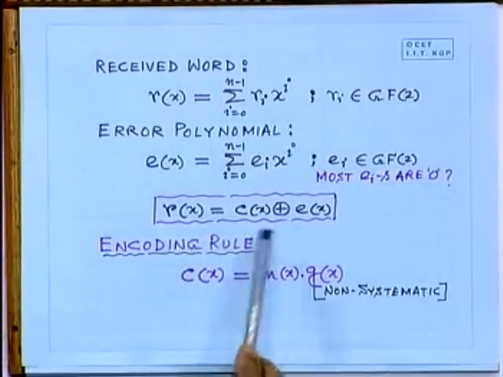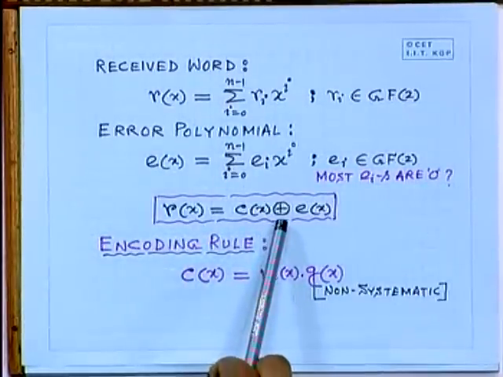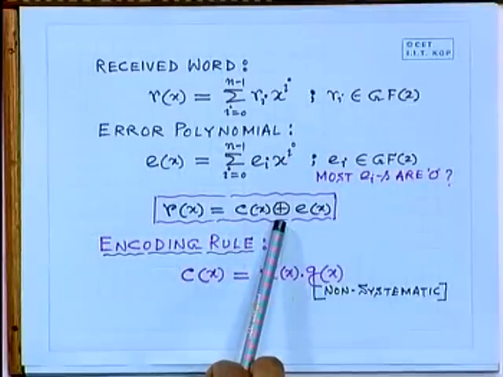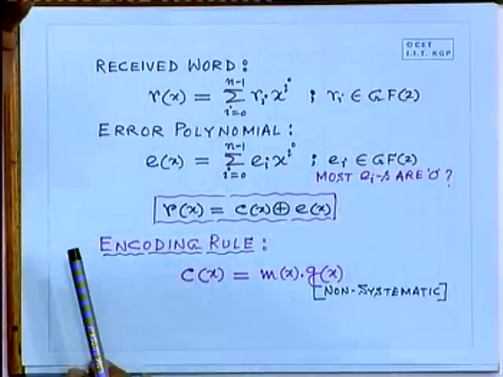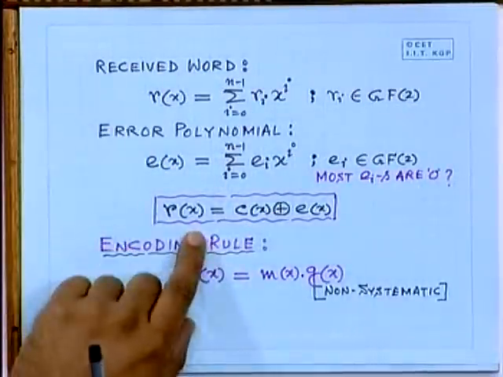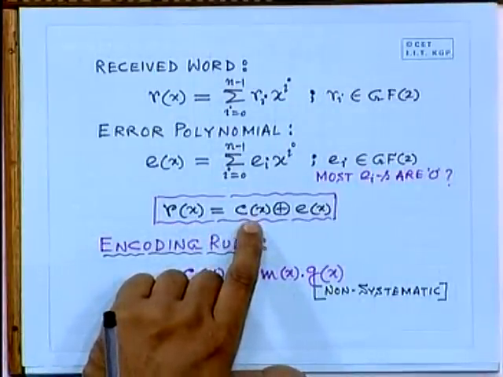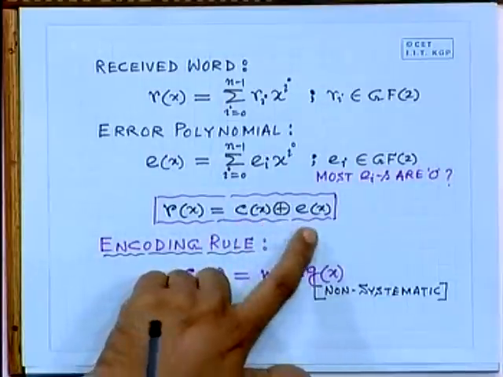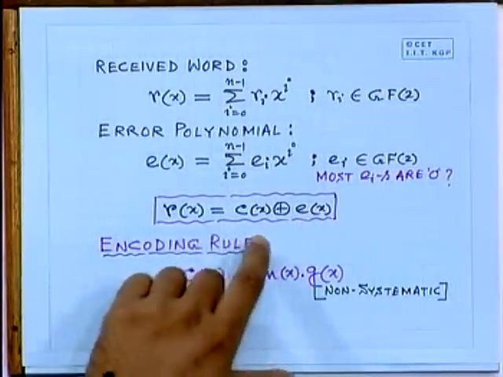Then I have written this sort of identity, that the received word is nothing but the summation. This notation here I have made explicit is the XOR operation, when you define a code over Galois field 2. When I was talking about the addition and multiplication operations, the addition operation reduces to the XOR operation. So, R of x, the received word, is nothing but the transmitted code word added with the error word or error polynomial. So, R of x is C of x plus E of x.